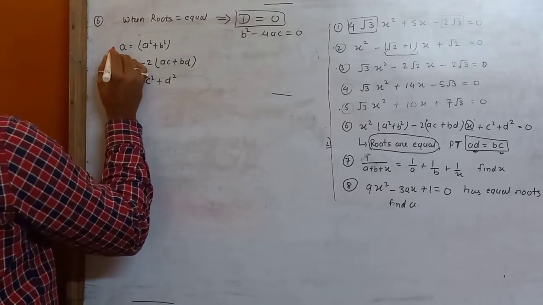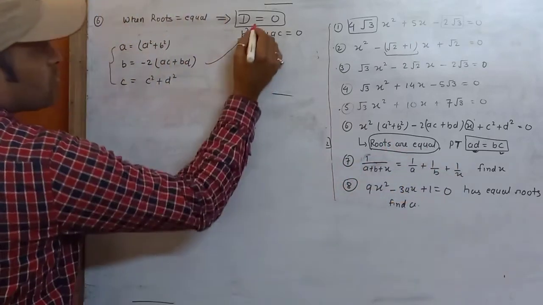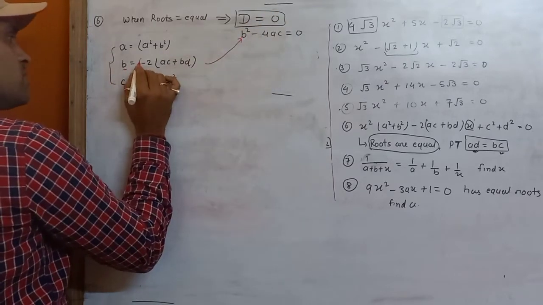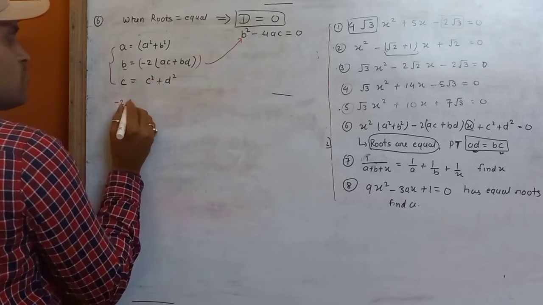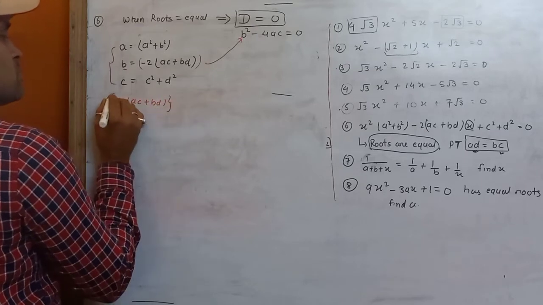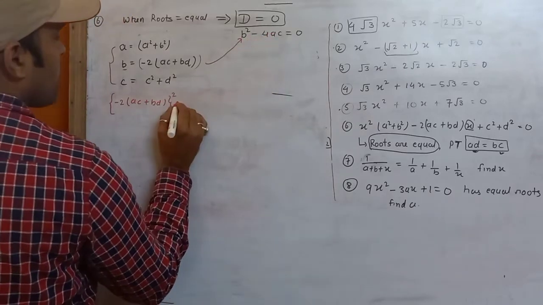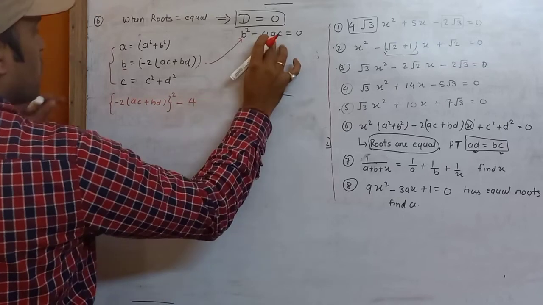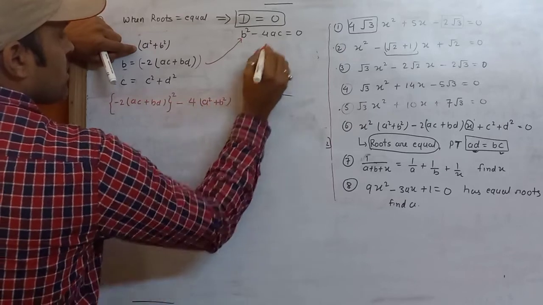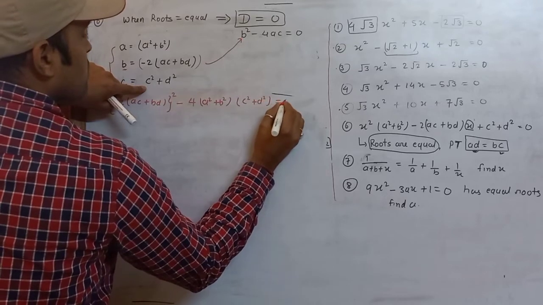Okay, so we will put all three values in this formula, because it is said the roots are equal, so the discriminant D should be equal to 0. So B square, where B is this whole term: minus 2 into (AC plus BD) whole square, equal to 4 times, where A is A square plus B square, and C here is C square plus D square, which should be equal to 0.